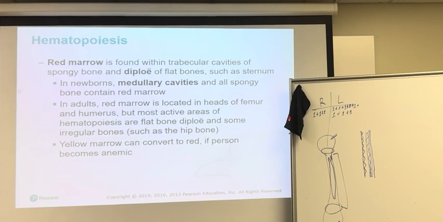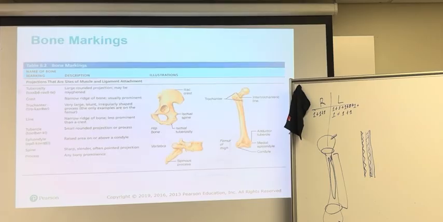Yellow marrow can convert to red if a person becomes anemic, right? If we become anemic, we need more blood cell formation. That's when your yellow bone marrow can turn into red bone marrow.